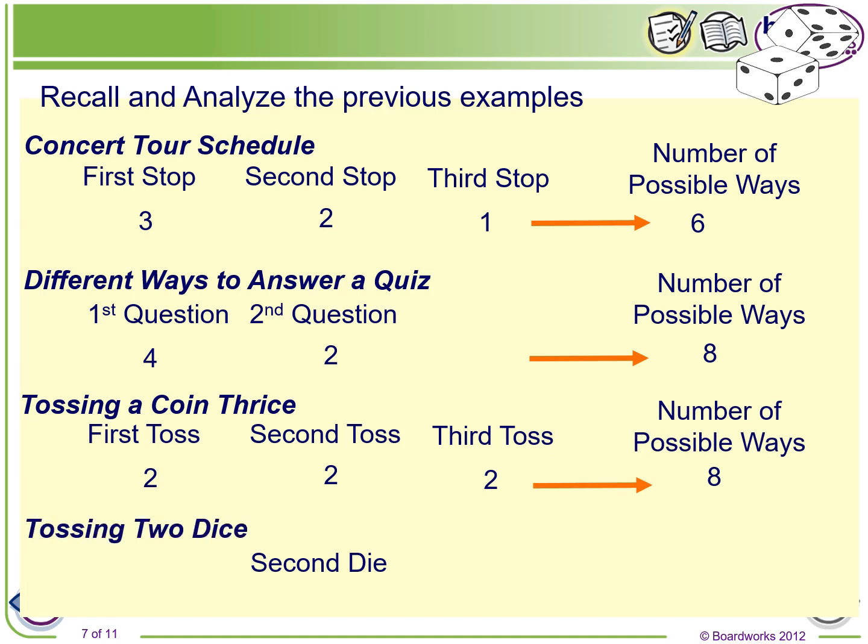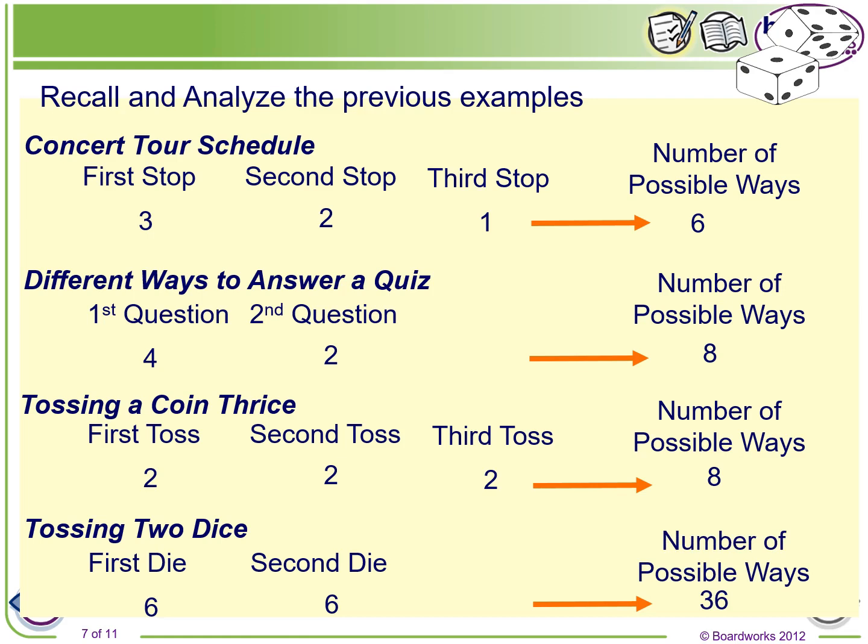In the last example, tossing 2 dice, in the first die there are 6 possible outcomes. Why? Because there are 6 numbers. When you toss the first die, it could be 1, 2, 3, 4, 5, or 6. So there are 6 possible outcomes. While in the second die, there are still 6 possible outcomes. And we all know that the number of possible ways there is 36.